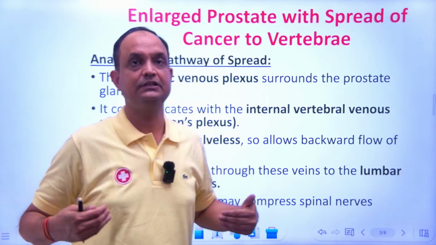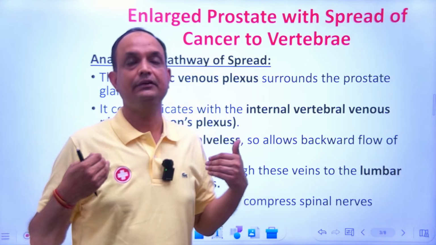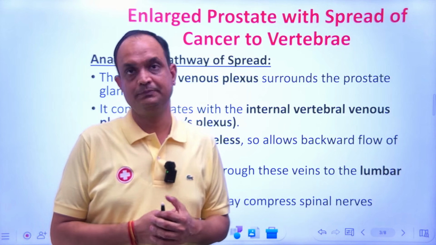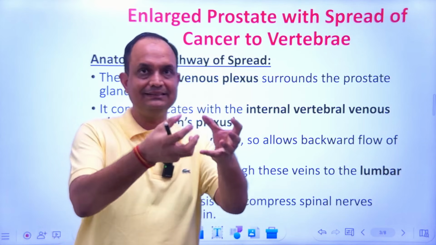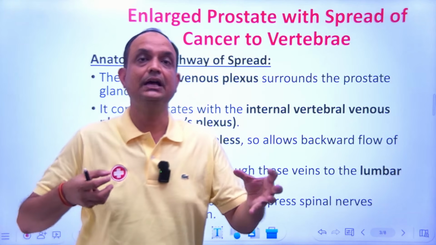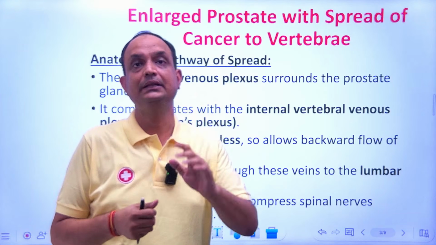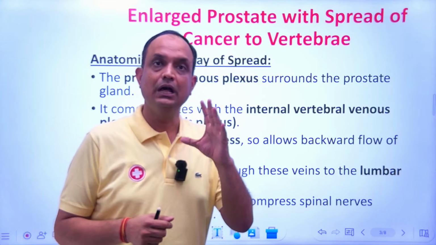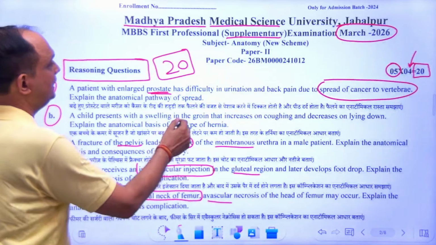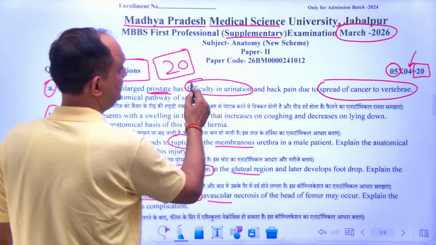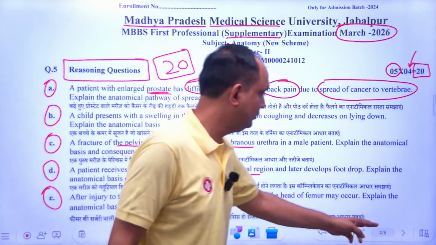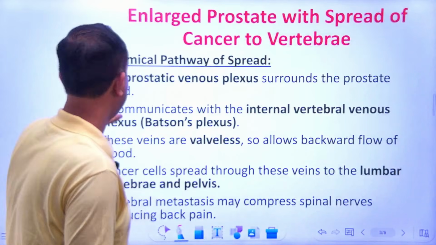But on the posterior side, along with the internal iliac vein, there is a connection with the internal vertebral venous plexus, and that's why the cancer cells from the prostate metastasize or migrate by the blood route, not by the lymphatic route. Now there are 2 parts in the question. If you read this question, one part is difficulty in urination, and the second part is back pain. So you have to write about both things. So how to write?